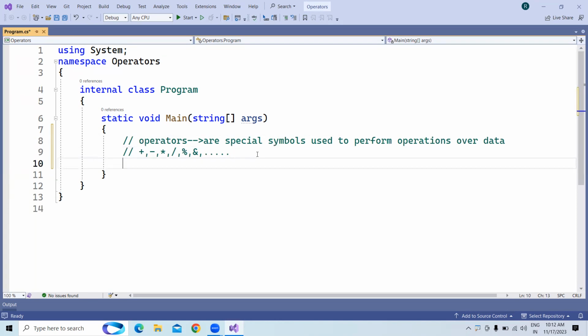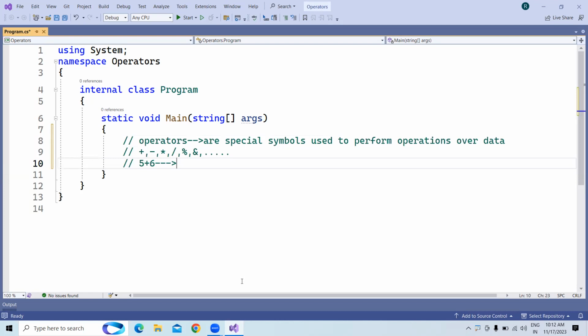For example, if I want to perform addition over two numbers, the first data is 5, and the operator I will use is plus. From our childhood we know this sign is used to perform addition. In the same way, the compiler will do the same task. When it finds this operator, it tries to add the data values on both sides of it, and it will return a result.